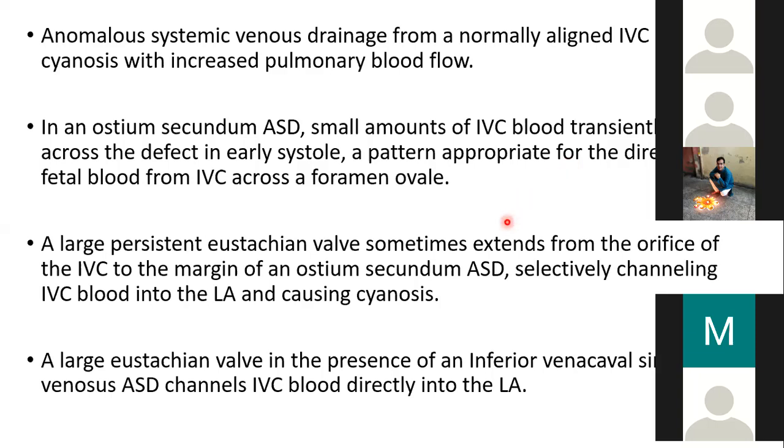Okay, is there still any confusion, or should I clear something again? No, sir. When RV and RA are more compliant, they have low pressure. So anyway, whether the ASD is present or not, the drainage into the RA and RV will be more when compared to the LA and LV.